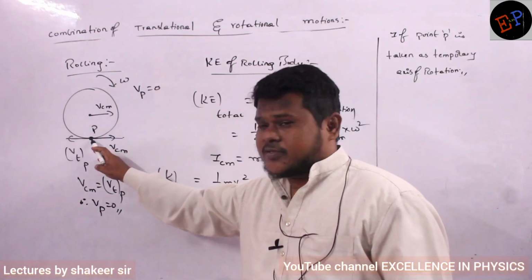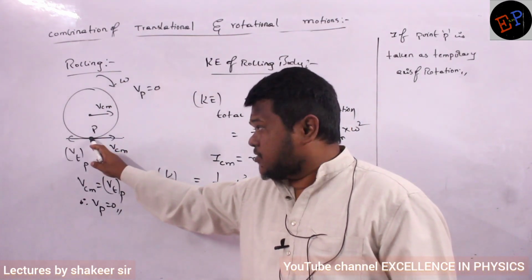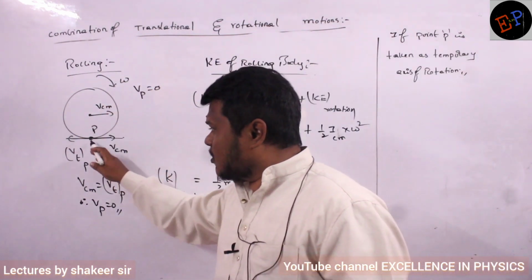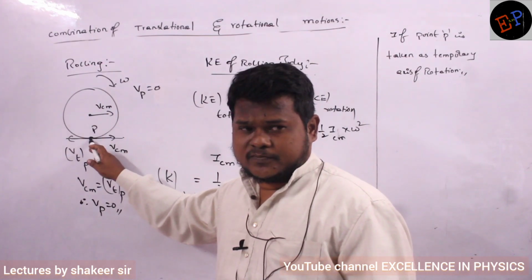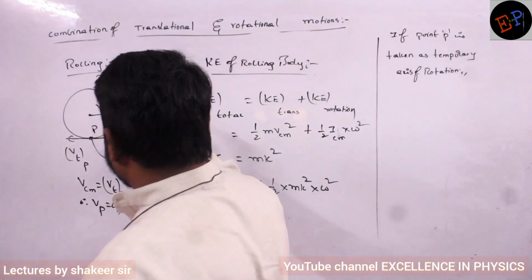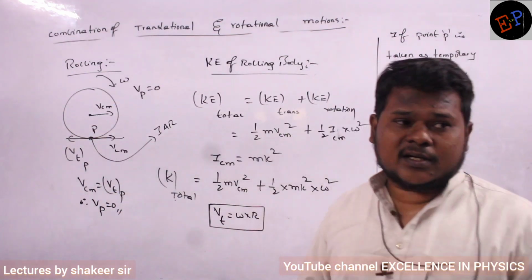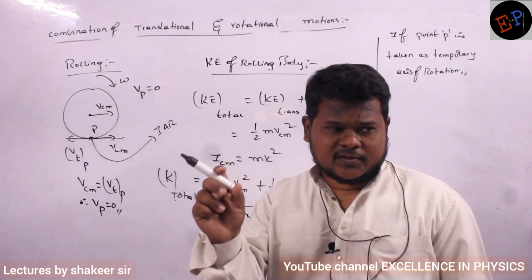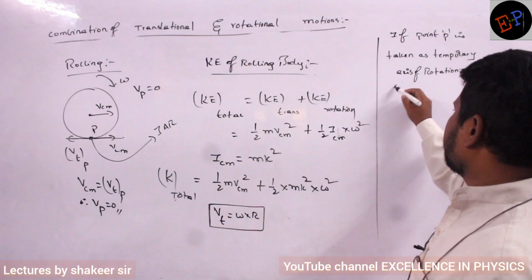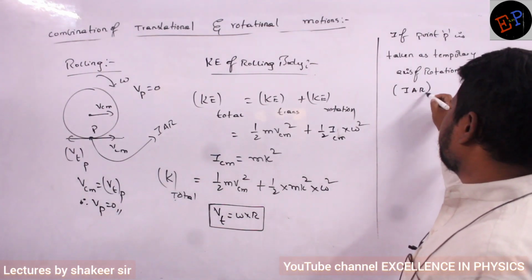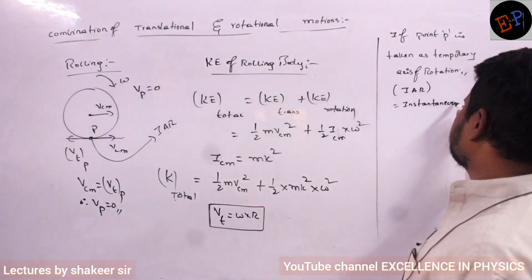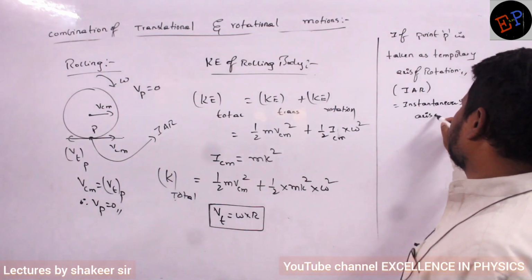So this point is in rest position. In rolling condition, this point is in rest position. So I can assume this total body is rotating about this point. So this point I can also call as instantaneous axis of rotation, IAR. What is meant by IAR? Instantaneous axis of rotation, or you can call temporary axis of rotation.